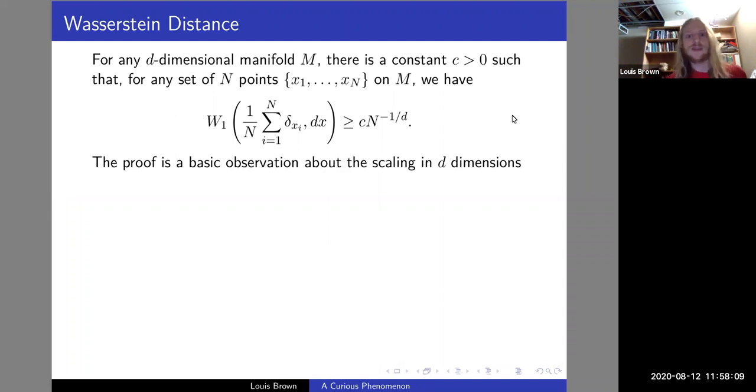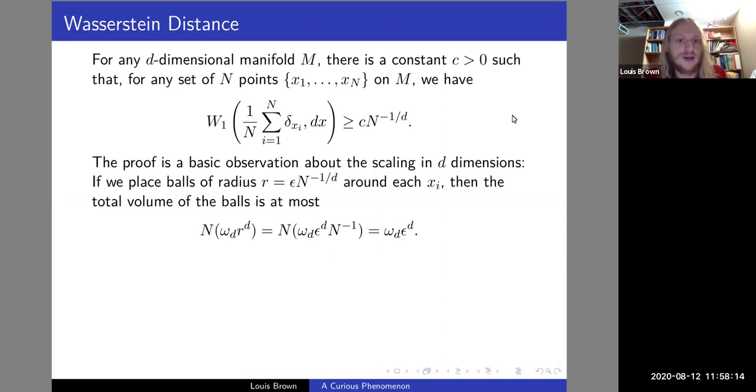This is just a basic observation about scaling in d dimensions. You can imagine placing balls of radius r equals epsilon times n to the minus 1 over d around each point x_i. So the total volume of the balls is going to be at most n times the volume of each ball, right? This is the best we could do, if the balls don't overlap at all. So we have n balls and the volume of each is omega_d times r to the d, where omega_d is some constant that only depends on the dimension. So for instance, in 2 dimensions, we have pi r squared. In 3 dimensions, we have 4/3 pi r cubed.